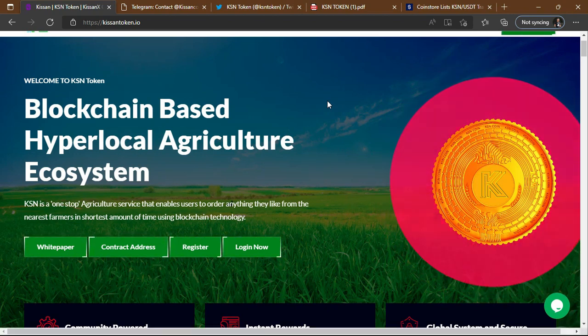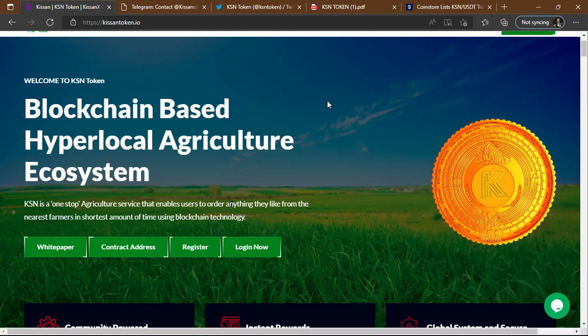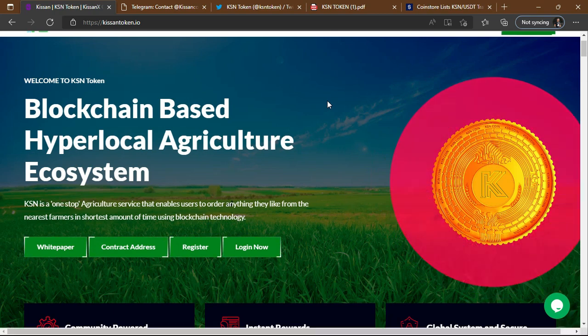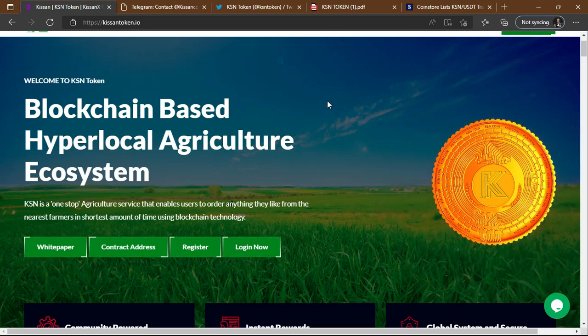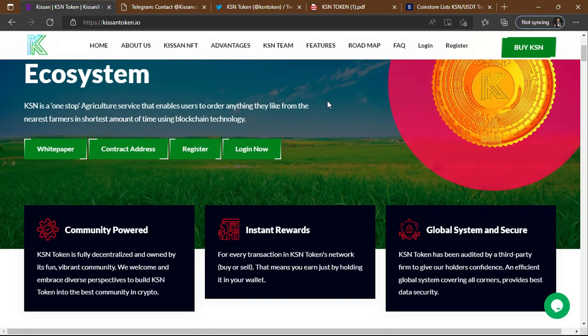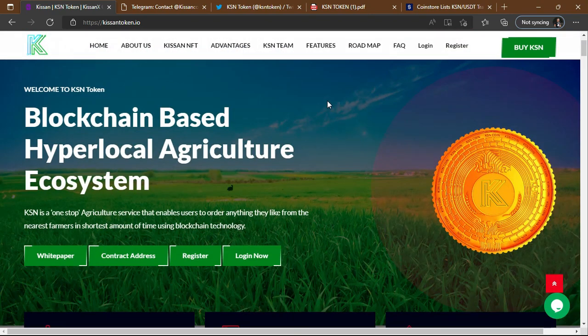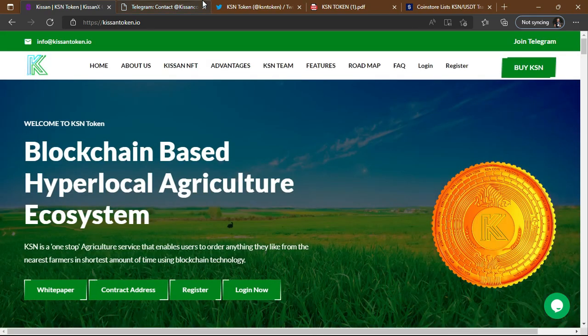Today we are talking about Kiss and Token. As you can see, it's a project that contains a lot of information. We're gonna try to give you all the important details about it. As you can see, the official platform is in front of you. We're gonna start by taking a look at it, of course, and see what details it has for us.